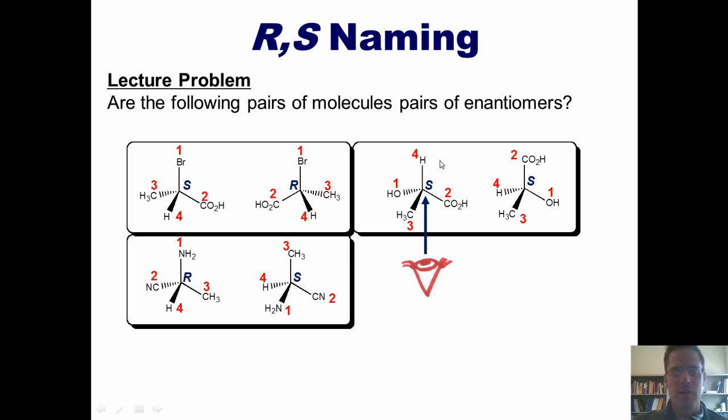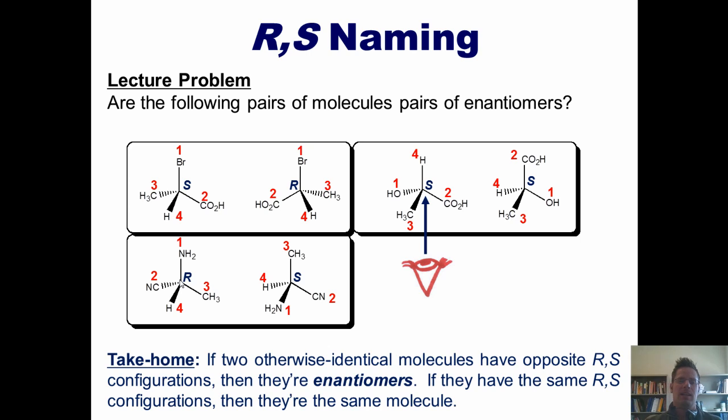Thus, if you were to build a three-dimensional model of the molecule shown here to the left and of the molecule shown here to the right, you would notice that you can rotate the molecule at the right in a way that points all four of its substituents in the exact same directions as the four substituents of the molecule at the left. Now, by similar logic we had in the upper left-hand group, you'll notice that this lower left-hand group has two molecules that otherwise look identical, but have opposite letter configurations. One is R and the other is S. Thus, these two molecules are also enantiomers. So what's the take-home? Well, if two otherwise identical molecules have opposite R/S configurations, then they're enantiomers. If they have the same R/S configurations, then they're the same molecule.